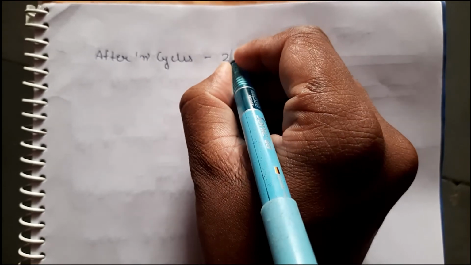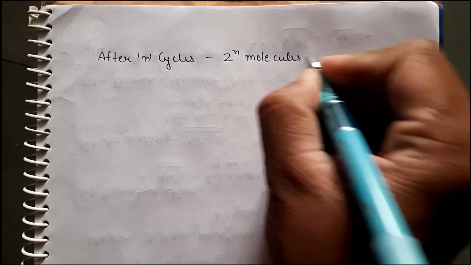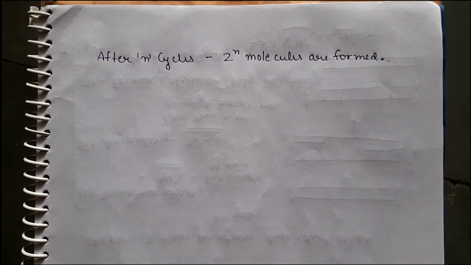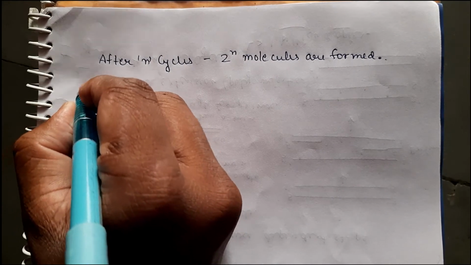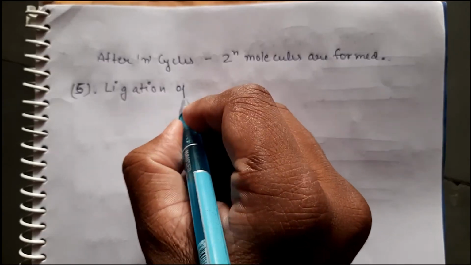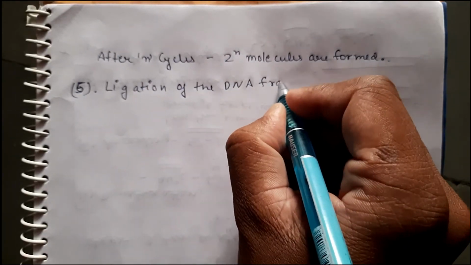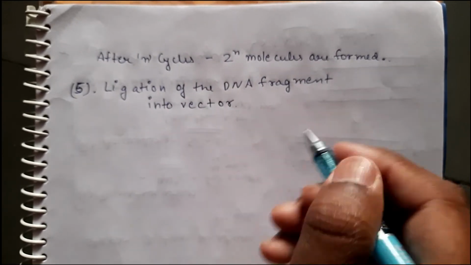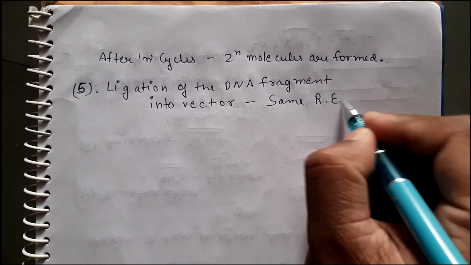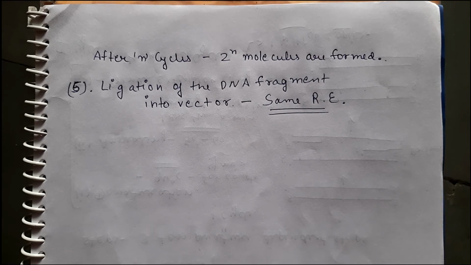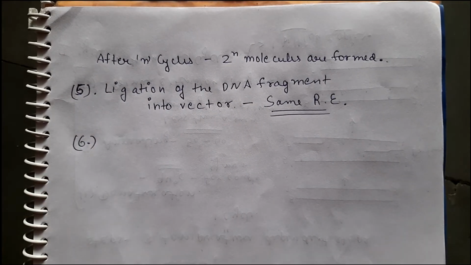So the formula for PCR is, after n cycles of the PCR, 2 to the power n molecules are formed. And now the fifth step is the ligation of the DNA fragment into vectors. For this purpose, we already know how the restriction enzyme works on the vectors and on the DNA. For this purpose, the same restriction enzyme is used. You can watch the activity of the restriction enzyme, how it works, at the I button which is showing and in the description link.